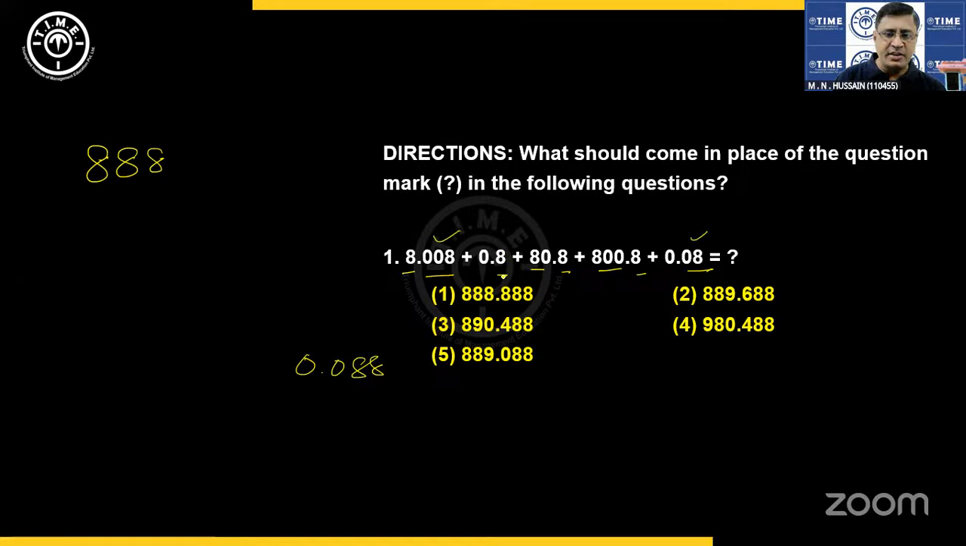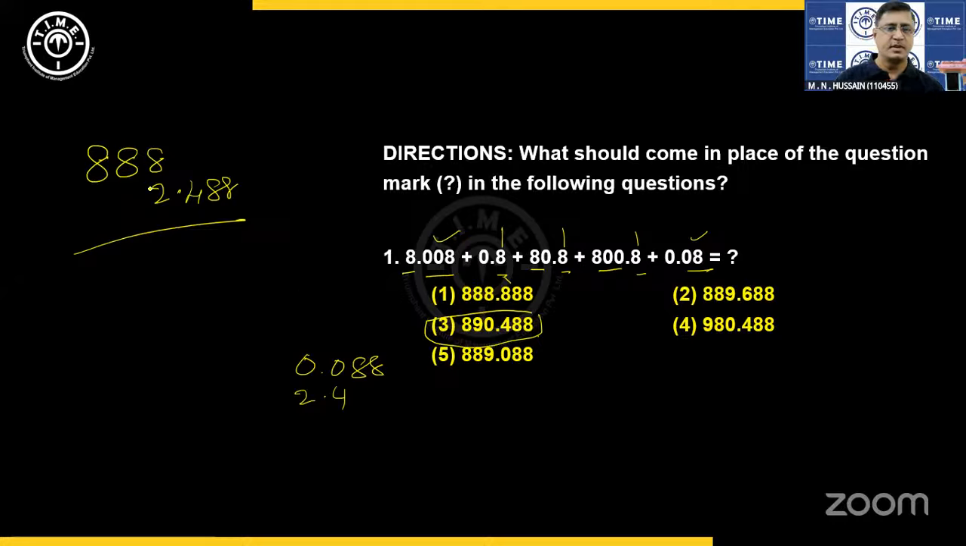Now, by adding these three, 0.8, 0.8, and 0.8, it will give 2.4. Now, when you add 2.488 to this number, it will give 890.488. Right choice, option 3. The third choice is the right answer.